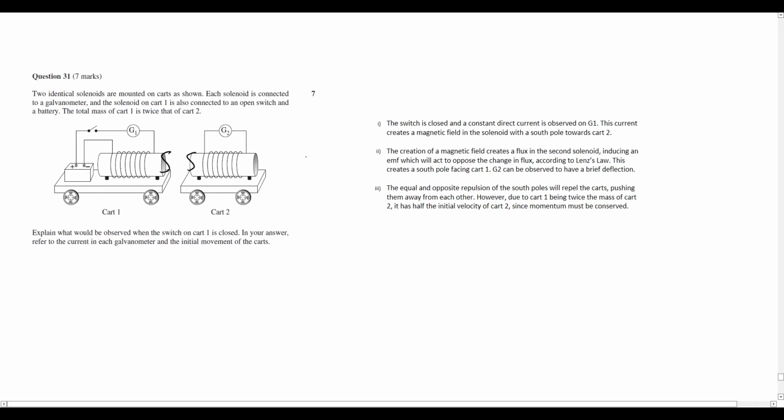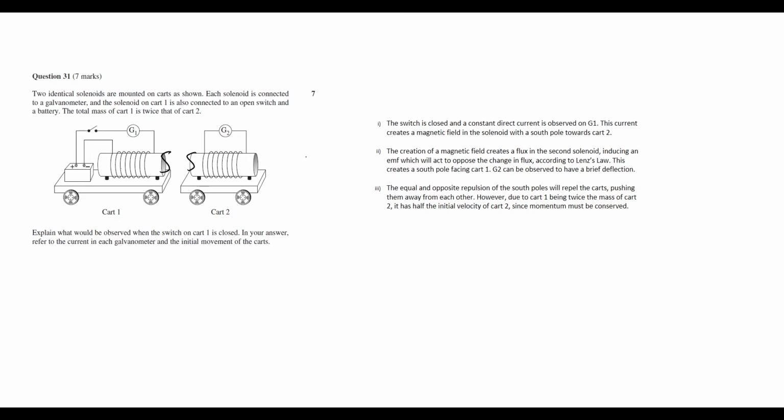Okay, for the third step of observations here, we would say that the equal and opposite repulsion of the south poles will repel the carts, pushing them away from each other. However, due to cart 1 being twice the mass of cart 2, it has half the initial velocity of cart 2, since momentum must be conserved. So that's pretty much everything we have stated whilst looking at this system of the two solenoids on the two carts, but written out perhaps a little bit more succinctly.